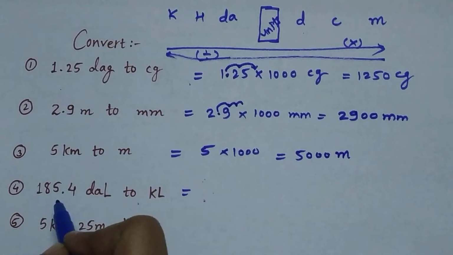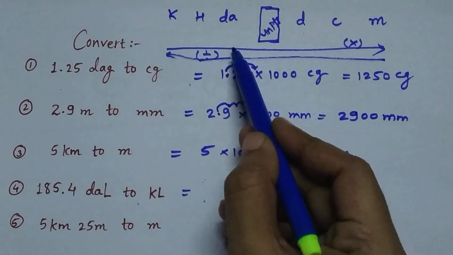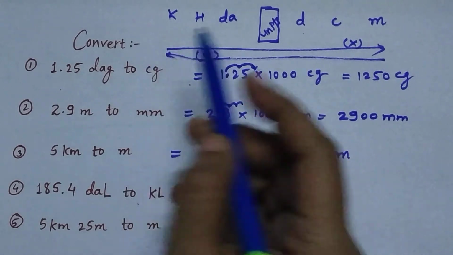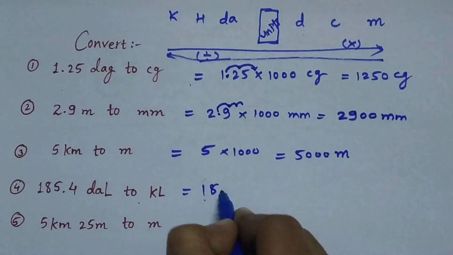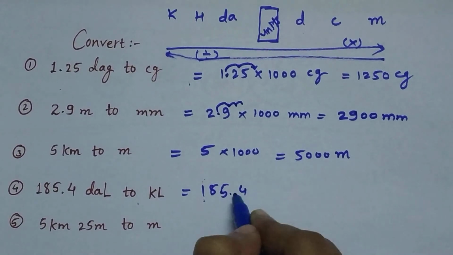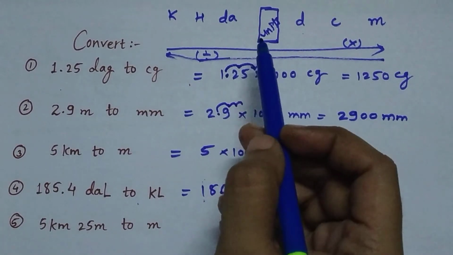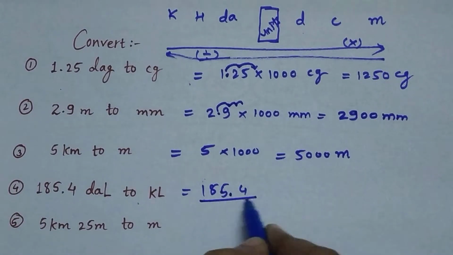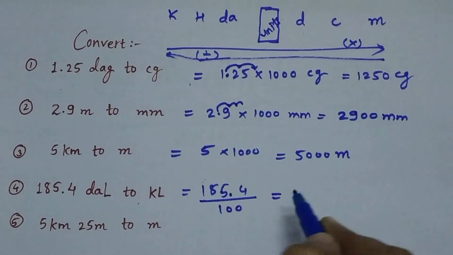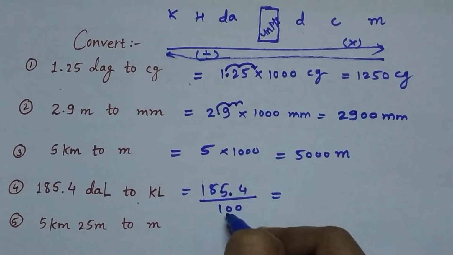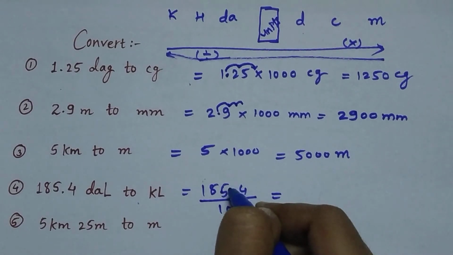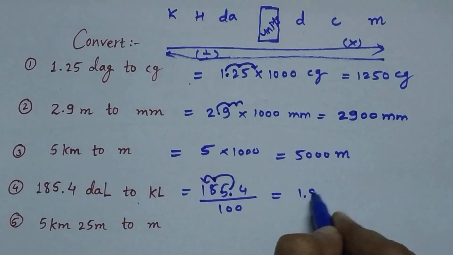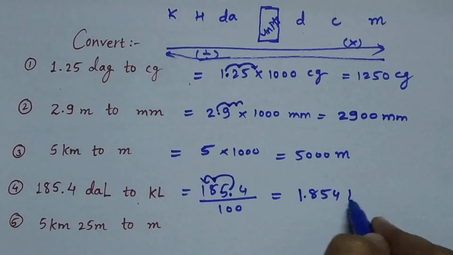Now I am having next 185.4 decaliter to kiloliter. Means you are going from the smaller to the larger unit. Smaller to the larger unit means you will divide. 185.4. How many jumps are you going to take here? 1 and 2. Just 2 jumps. Means you will divide it by 100. And in the division we are also having these 2 zeros. If you want to remove them, you will take this decimal point to this side. Here it will be 1 and 2, means 1.854, that's kiloliter.